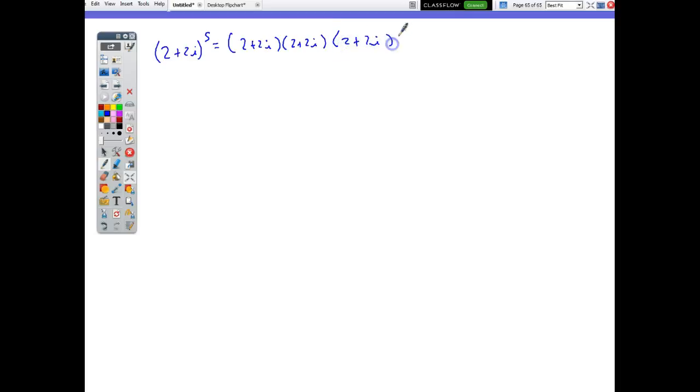Okay, so I write this out 5 times. That's a good starting place. Then what do I do? FOIL, right? So I've got 4 plus 8i times, plus 4i squared. Agreed?